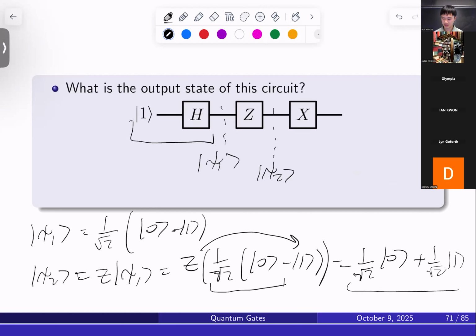So this is the state at this point in the circuit, right? Everybody follow the math I've been doing?